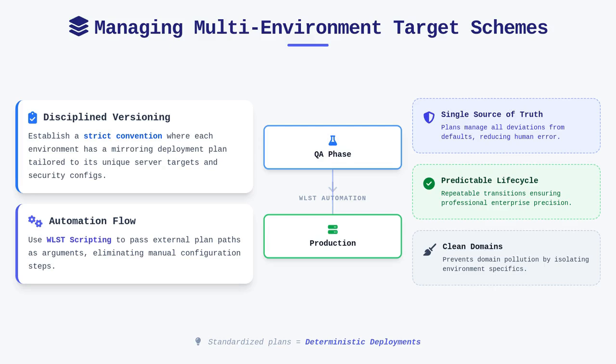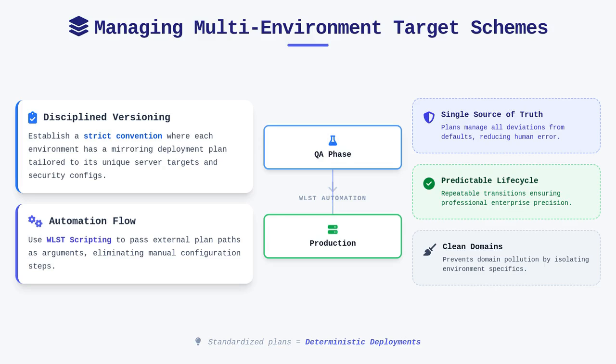Managing multi-environment target schemes requires a disciplined approach to how you version and store these plans. If you are responsible for multiple environments, you should establish a convention where each environment has a corresponding deployment plan that mirrors its specific requirements, such as unique server targets or security configurations. You can then automate the deployment process using scripting tools like WLST, which accepts the path to these external plan files as an argument during the deployment command.